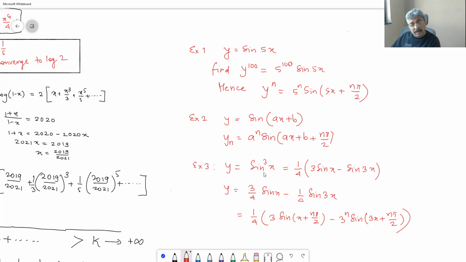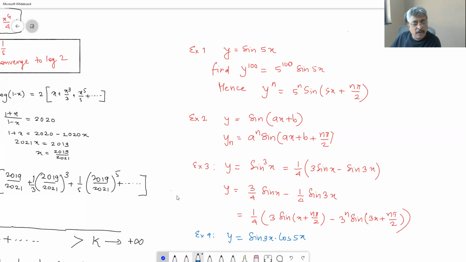Now here nobody is going to say that this is extremely difficult. I mean, this is easy. This is very easy. Example 4. y is equal to sine 3x cos 5x. Find the nth derivative of sine 3x into cos 5x.